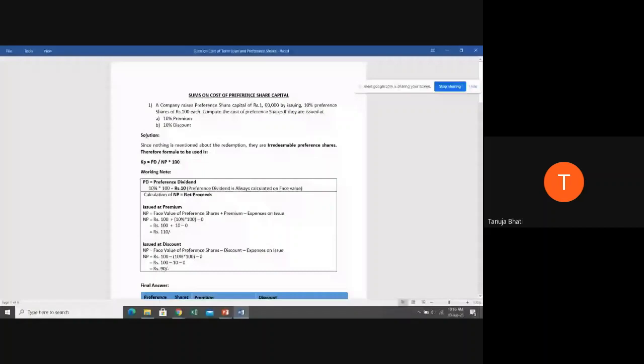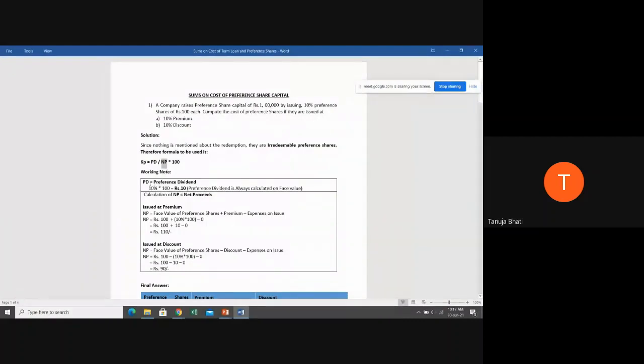Solution: since nothing is mentioned about redemption, they are irredeemable preference shares. Therefore, the formula to be used is KP equals PD divided by NP into 100. So the first working note you have to do is to find out the value of PD and the value of NP. Once you derive the values through working notes, you just substitute the values in the formula.